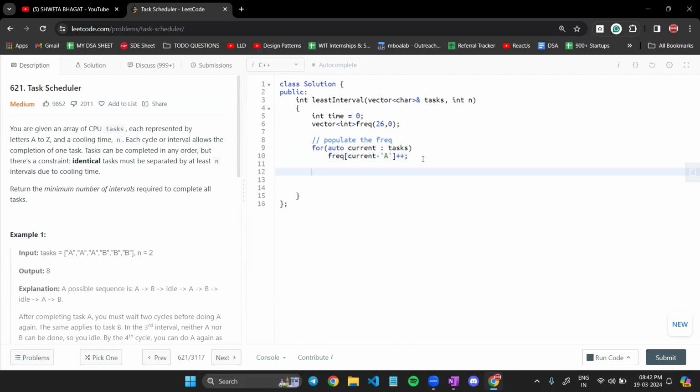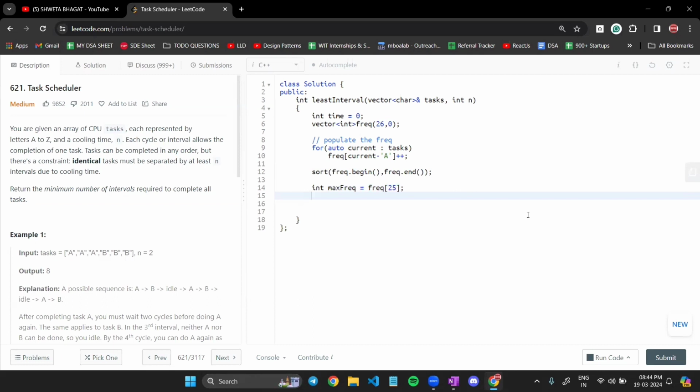Correct? Now, once we have populated the frequency, we want to find the max frequency. And for that, what will we do? We will sort them. So we will say frequency dot begin, comma, frequency dot end. Okay. Now, once we have sorted this, where would the max frequency be stored? The max frequency would be stored at the very last index. Why? It's because now we have sorted the array in ascending order, correct? So we want frequency at the 25th index.